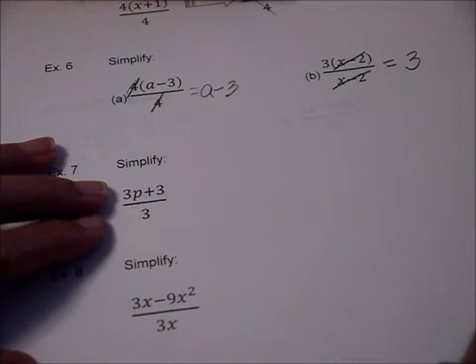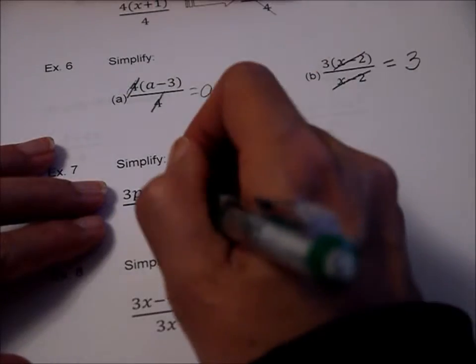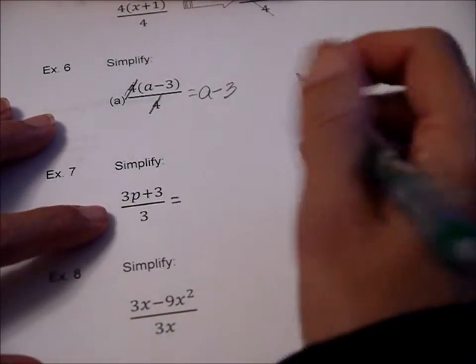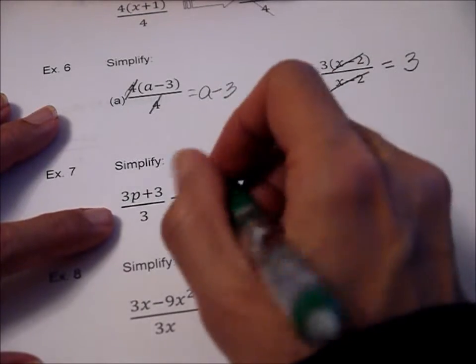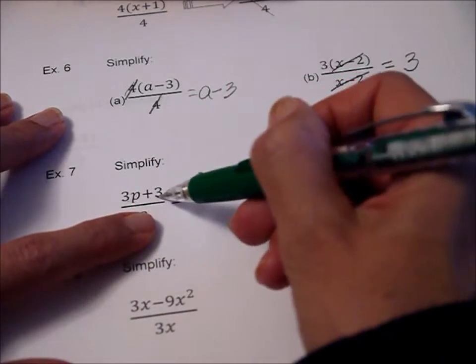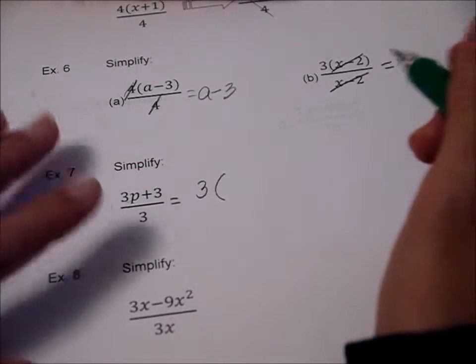This one, we cannot just go and cross out those 3's. What we can do is first factor. We always factor the top and the bottom if we can. So we go, what's the biggest thing that goes into both of those? A 3. So we're factoring this, which we did on the first page.